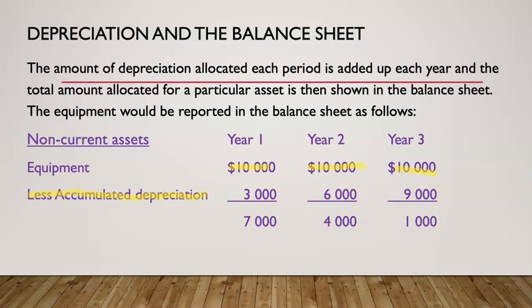Now remember, straight line depreciation is the same each year. So after 1 year, we have $3,000 of depreciation, which means our asset is worth $7,000. Year 2, we add an extra $3,000 of depreciation because it accumulates, and our asset is now worth $4,000. And this then gets to the end of year 3, where we have accumulated depreciation of $9,000, an asset worth $1,000. And if you can remember back to the first part of this example, what was our residual value of this equipment at the end of 3 years?